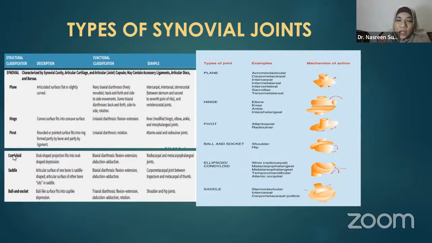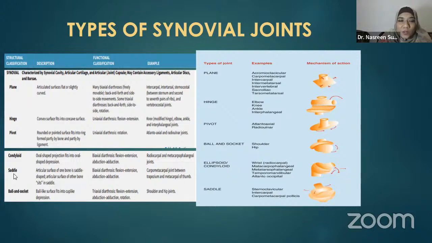Next, condyloid joints. These are oval shaped projections that fit into oval shaped depressions. A slight projection will be there and a slight depression will be there. Not concave or convex. Very slight depression, very slight projection, and there will be joint formation. That is called a condyloid joint. Examples are radiocarpal and metacarpophalangeal joints.